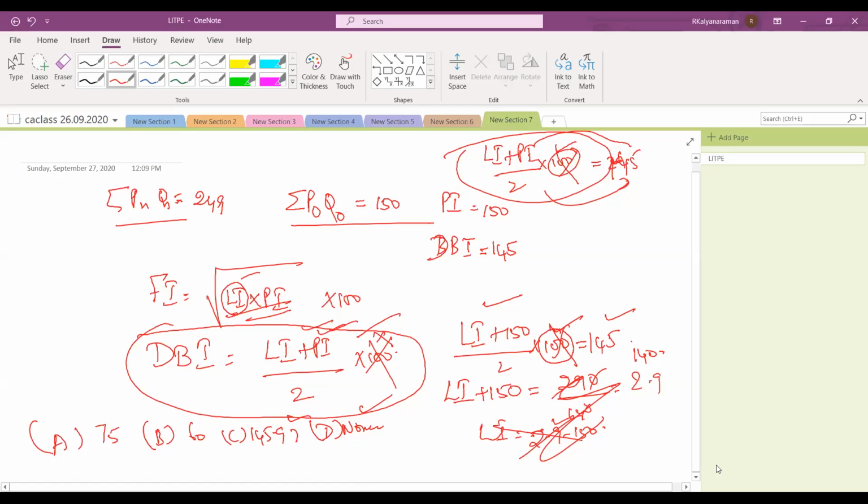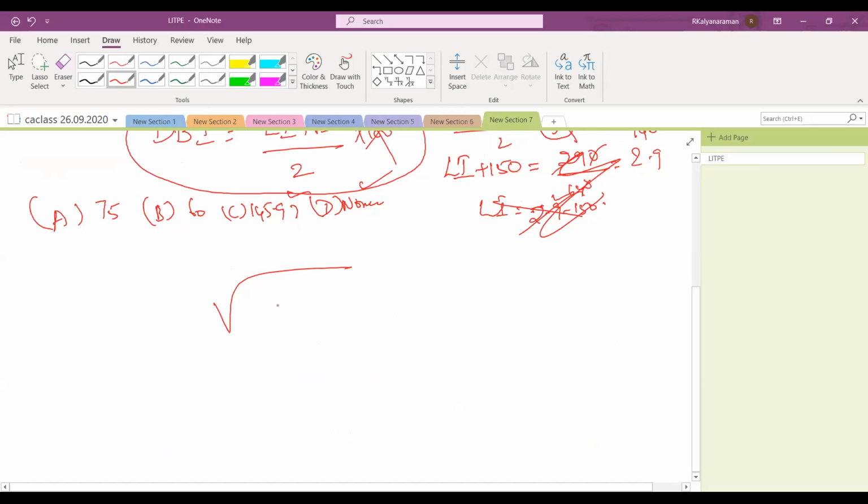Now we go to sets, relations, and this thing. So index numbers will stop. The final conclusion: for Drawbish and Bowley's index, we will not take 100. Li plus Pi by 2 only we will take. So this is 145, so this is 290. So we'll get Li is equal to 140. Then you multiply here. So root of 140 into passage index 150 into 100. This calculation we can find.